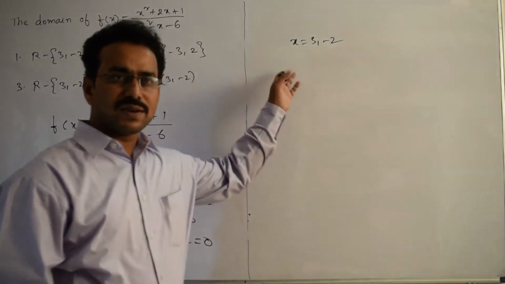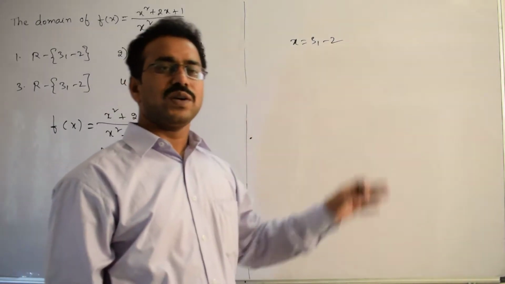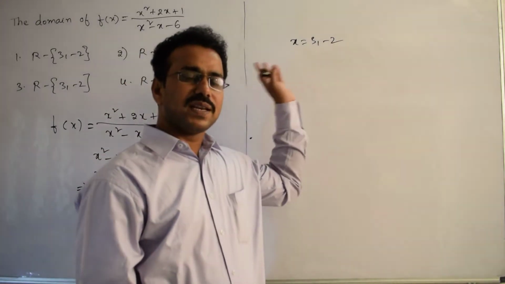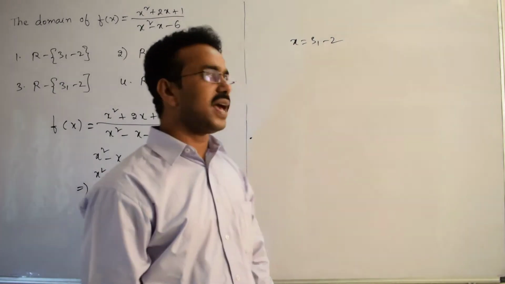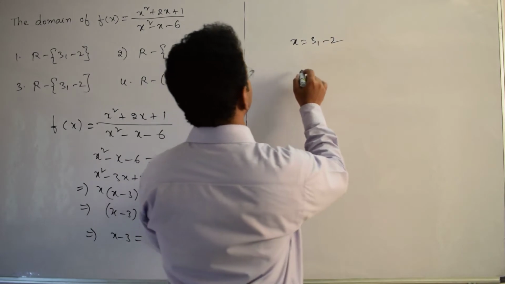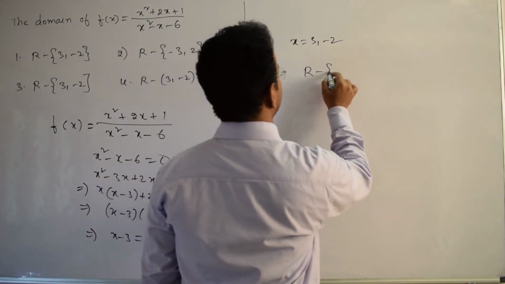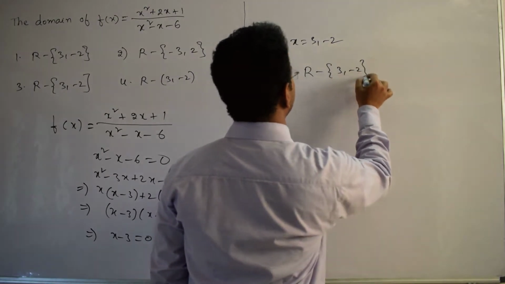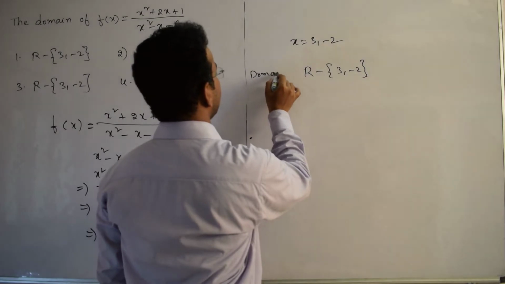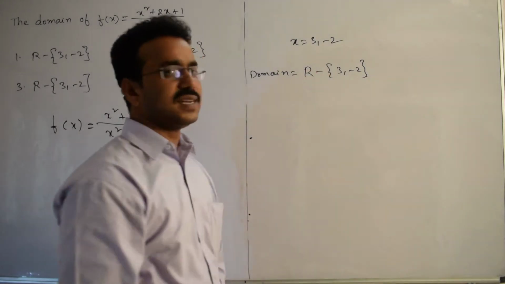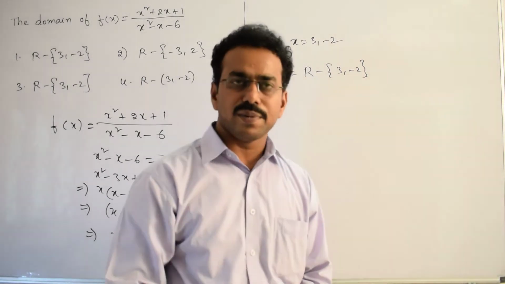So for these values of x we can't define the given function f. So we have to remove these numbers from the real numbers or real number line. So therefore the domain of the given function is R, the set of real numbers, minus the set {3, -2}. This is the required domain. So domain of the given function equals R minus the set {3, -2} or {-2, 3}.